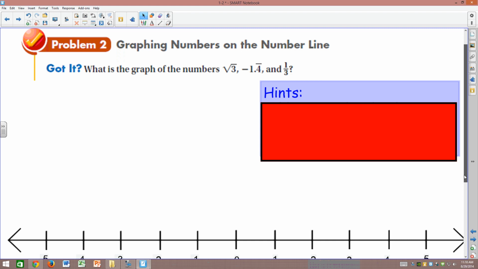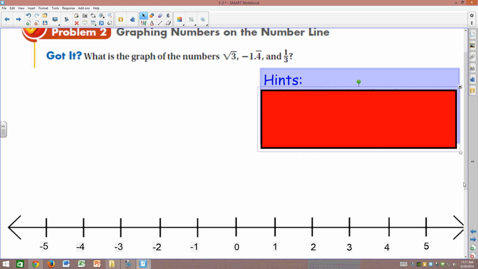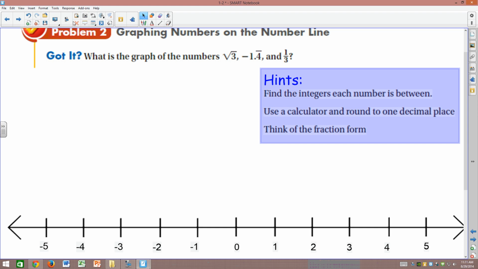What is the graph of the numbers? Now, we got some hints here for you. First of all, find the integers each number is between. So you can use your calculator, and you can think of it in fraction form before you put it on the number line. Square root of 3.